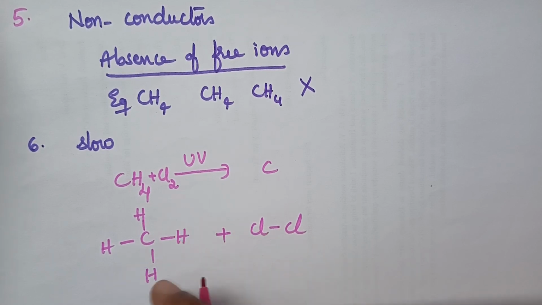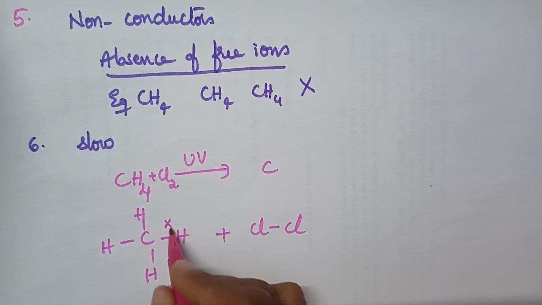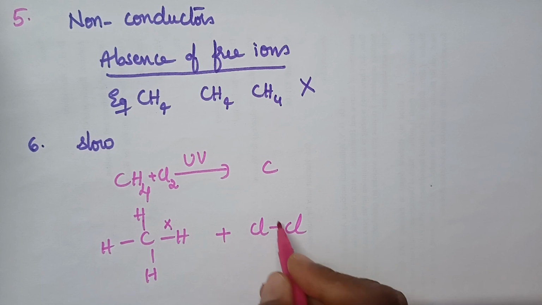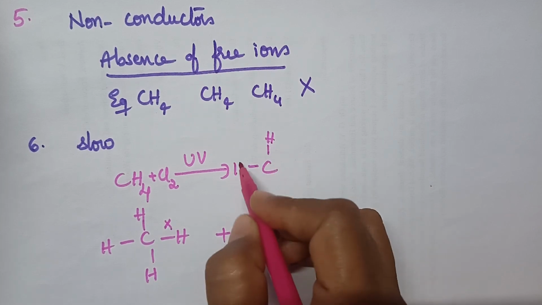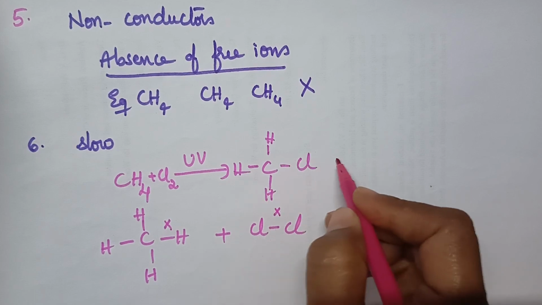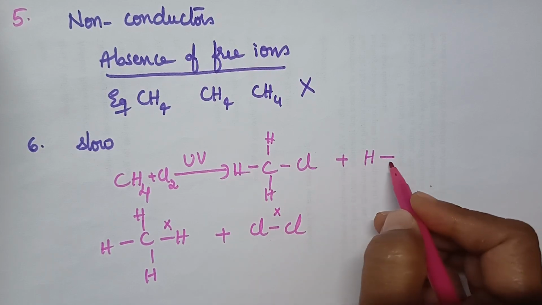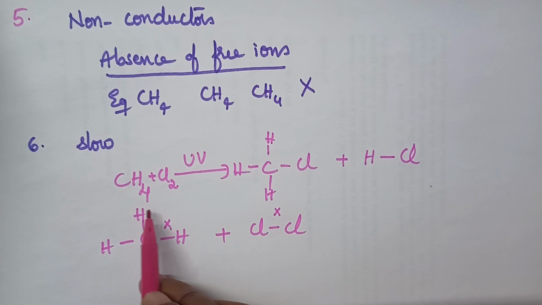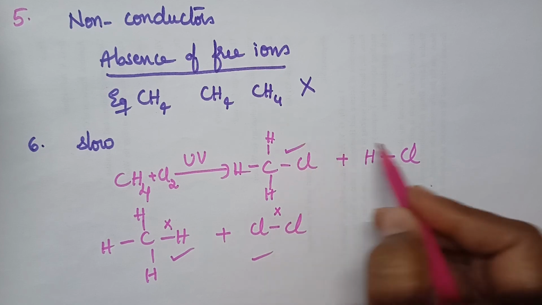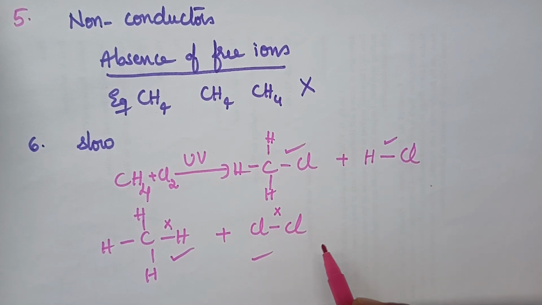During the chlorination process, a covalent bond present between hydrogen and carbon atom undergoes breakage, and also the covalent bond present between the chlorine atoms undergoes cleavage. Then a new bond will be formed between carbon and the chlorine atom. In a similar way, a new bond will be formed between the hydrogen and chlorine atom. On the whole, the chemical reaction of covalent compounds involves breaking and making of bonds, which is a slow process. So these are the properties of covalent bonds.